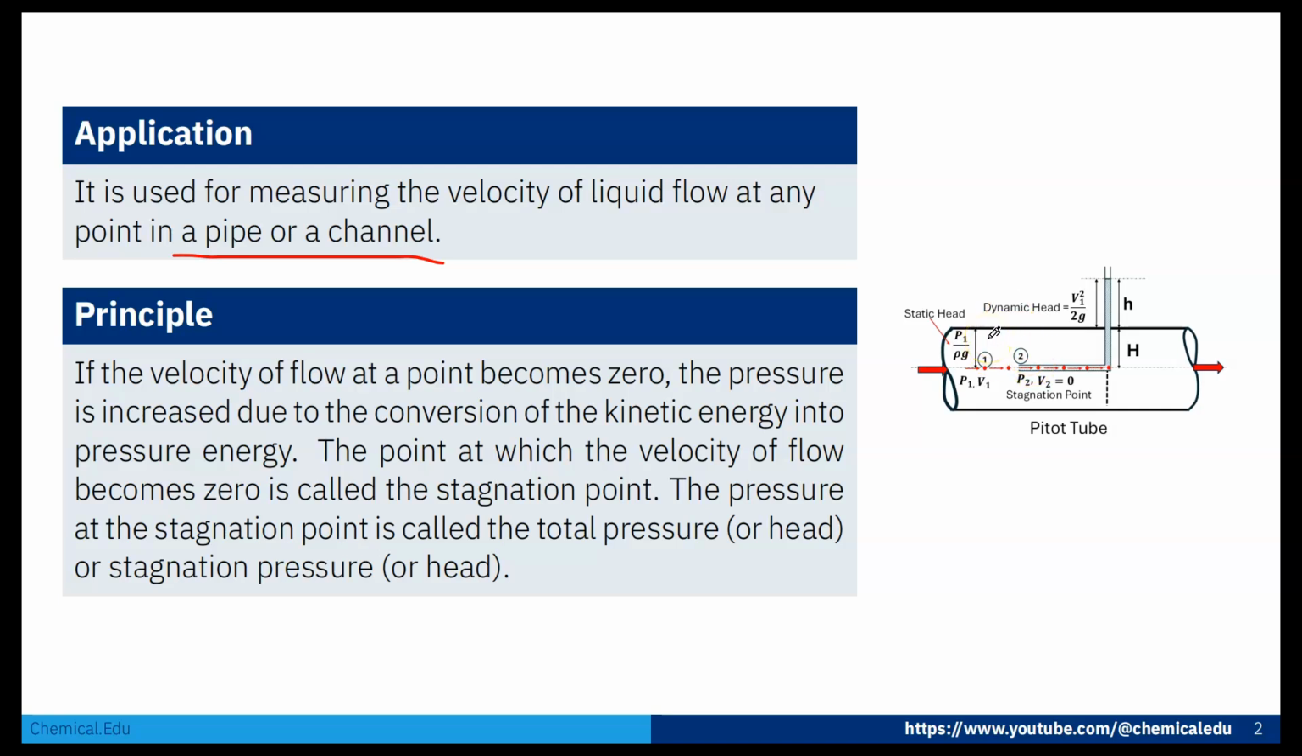Earlier, for the orifice meter and venturimeter, we used to measure the volumetric flow rate. Now the Pitot tube is used to measure the velocity of liquid flow at any point in the pipe or a channel. Now, what is the principle behind the Pitot tube measuring velocity?